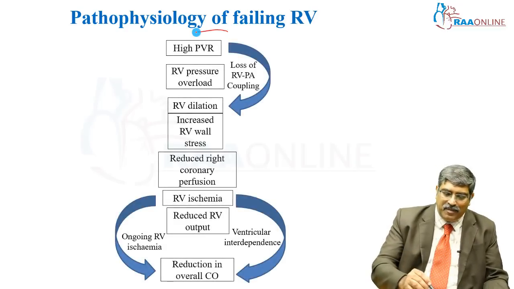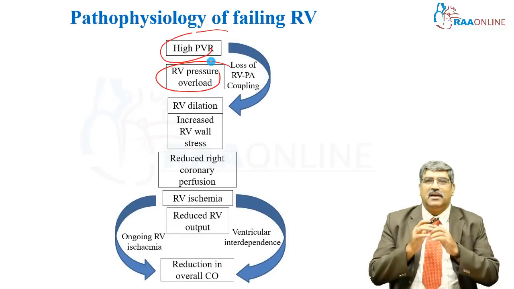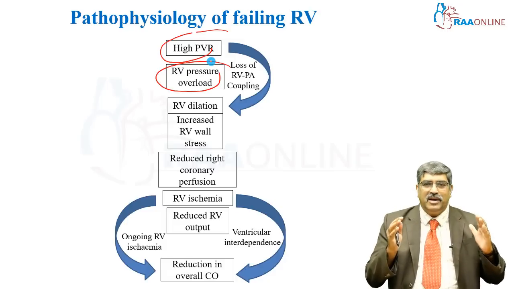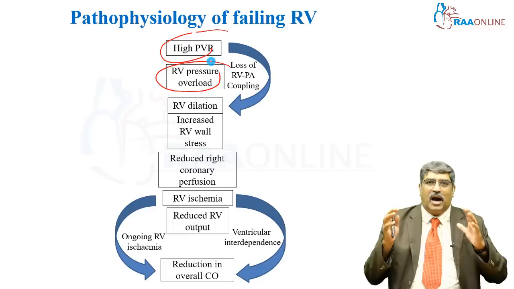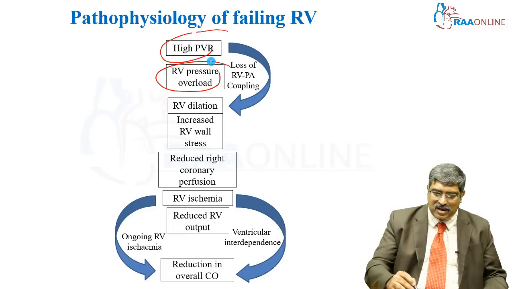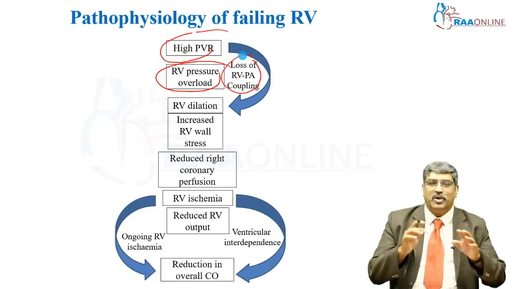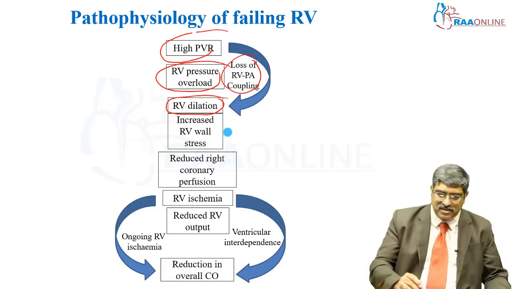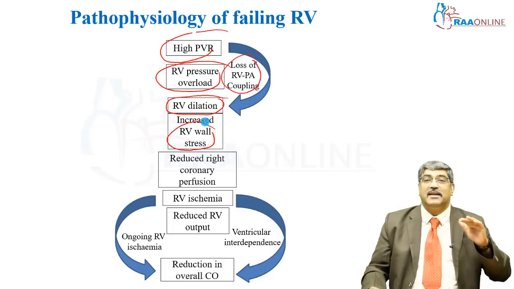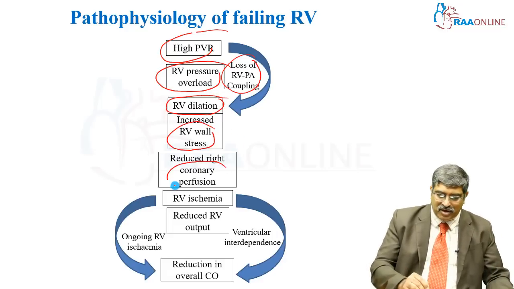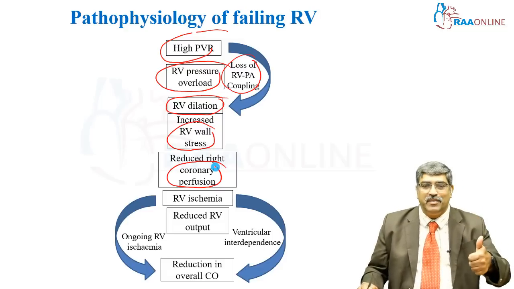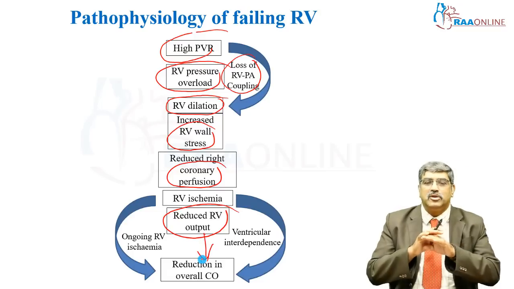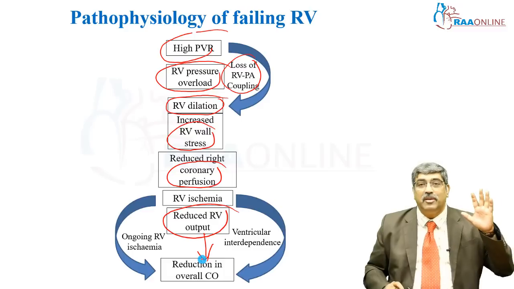Now coming to pathophysiology, how the failure propagates further failure. You have high PVR and high pressure in the right ventricle. Normally, the right ventricle and pulmonary artery have a nice coupling system, and when the pressure goes up, this coupling system is lost and there is going to be RV dilatation. As I said earlier, when the dilatation increases, the RV wall stress increases and the demand-supply alters and there is reduced coronary perfusion, RV ischemia happens and RV output is reduced, which leads to reduced overall cardiac output. This is on the pressure side.